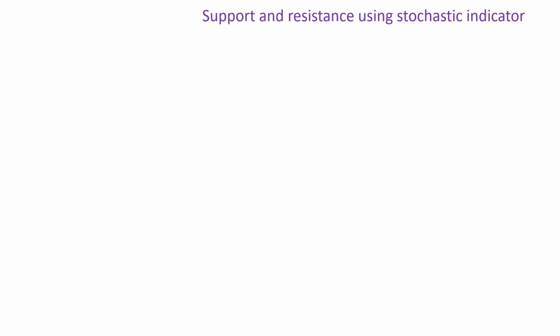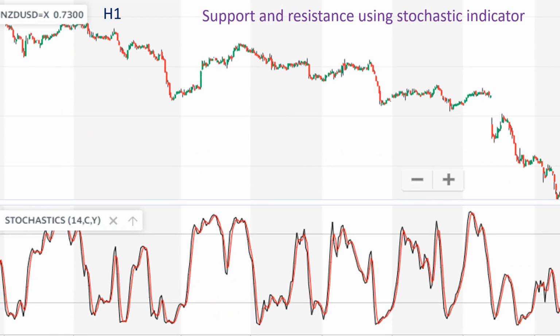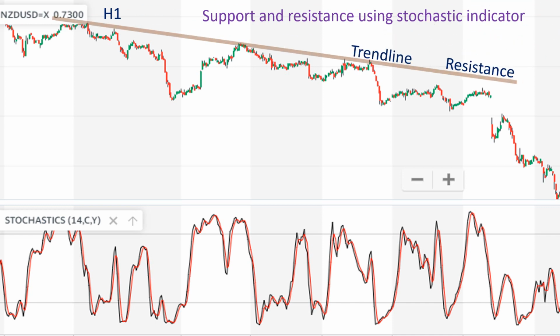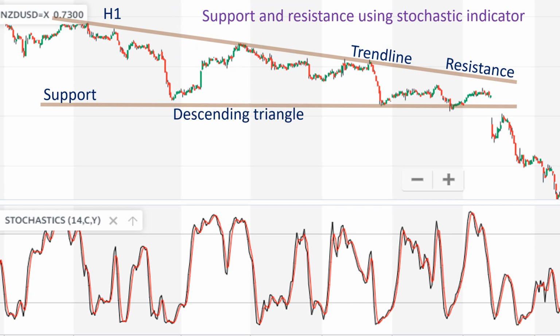Support and resistance using a stochastic indicator. This is the price trend, New Zealand versus USD pair, H1 time frame. I installed the trend line that is acting as a resistance area. I also installed the horizontal support line, which, both of them, the resistance and support line, here is considered a descending triangle. I also installed a stochastic indicator with 14 days period.